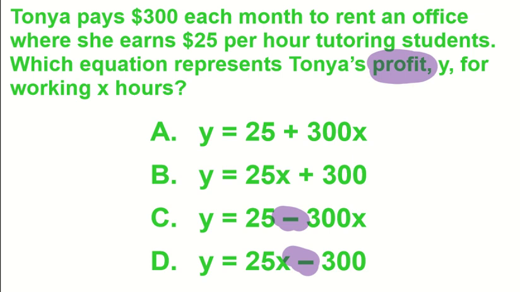Then the other thing we have is the $25 per hour. That means the 25 is getting multiplied by something. So that's how we get D. Any questions on that? No?